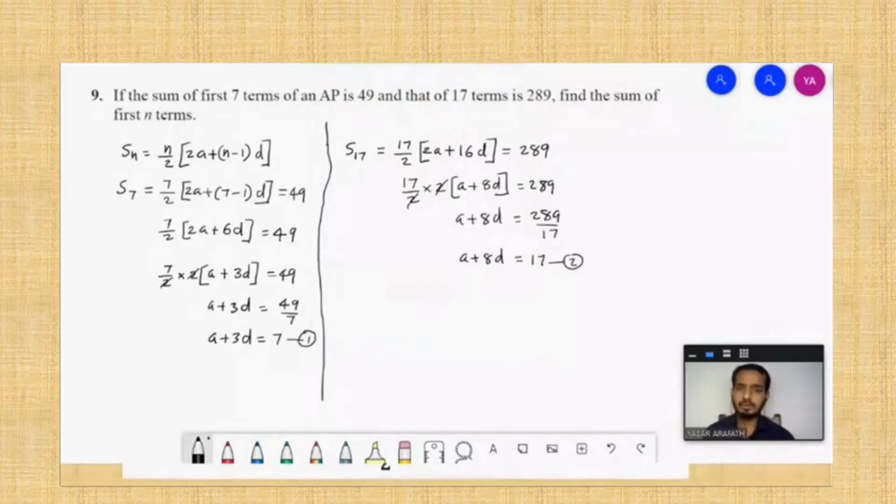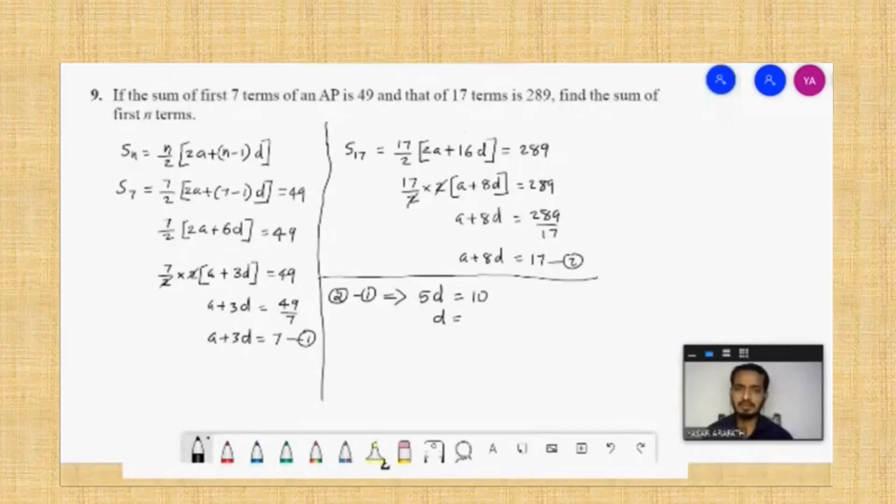And so we got two equations. So we can solve for a and d by combining these two equations. So you can do 2 minus 1. I think 2 minus 1 is better here. So equation number 2 minus equation number 1 gives you what? A and A will be cancelled. And 8d minus 3d, what will we get? 5d, right? 5d is equal to 17 minus 7, you will get 10. Yeah, so 5d is equal to 10.